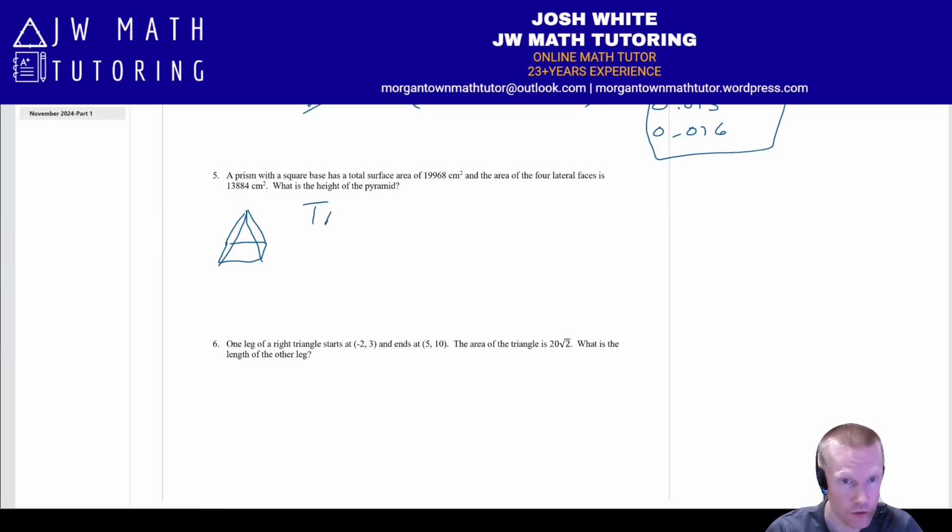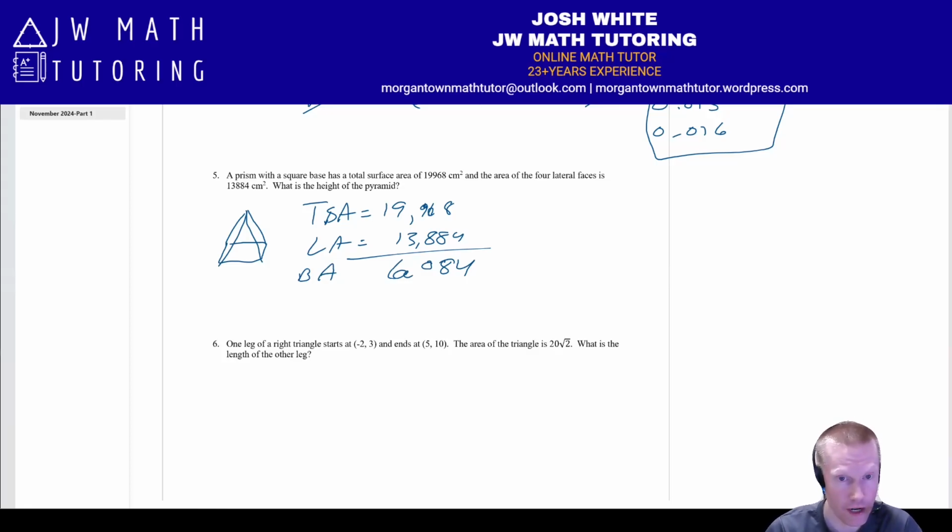So we start with the total surface area of 19,968. We subtract from that the lateral area of 13,884. That gives you an area for just the base of 6,084.